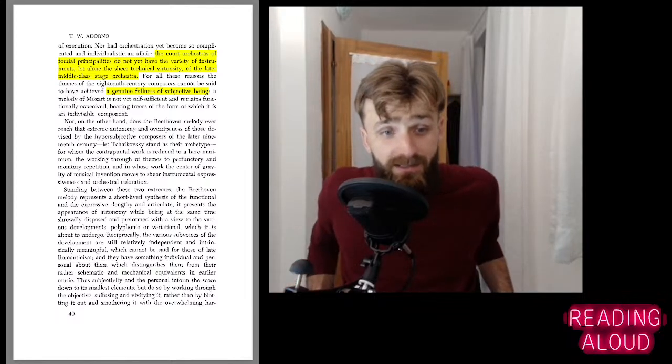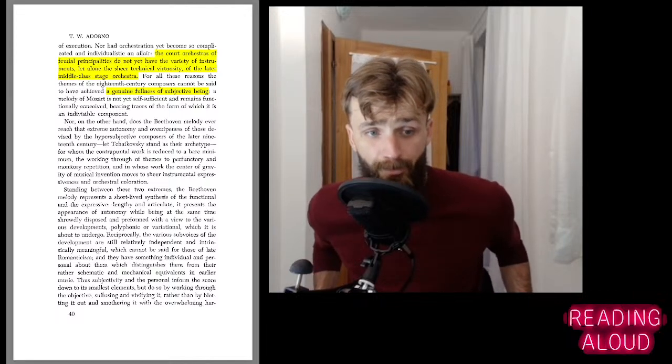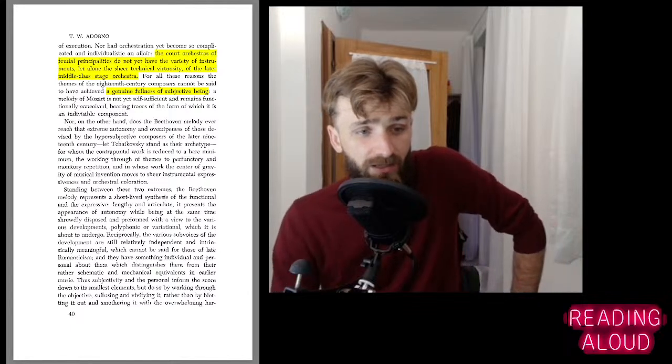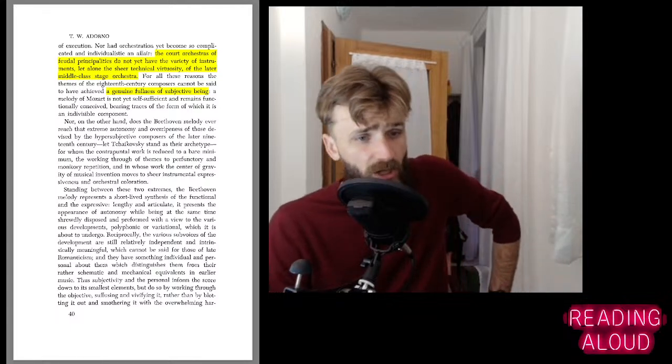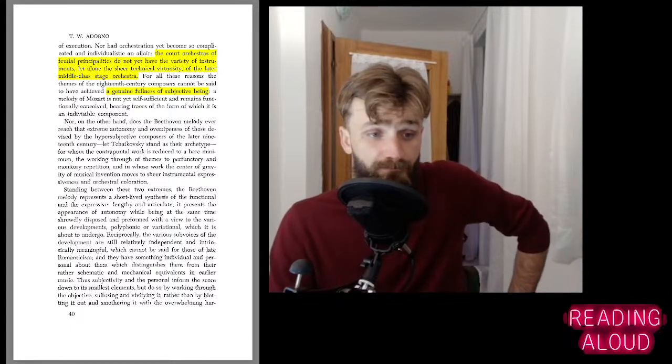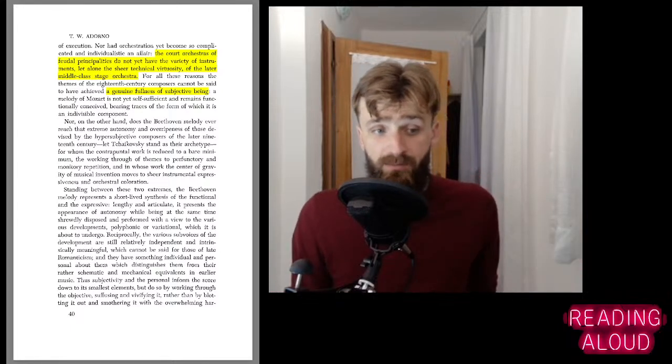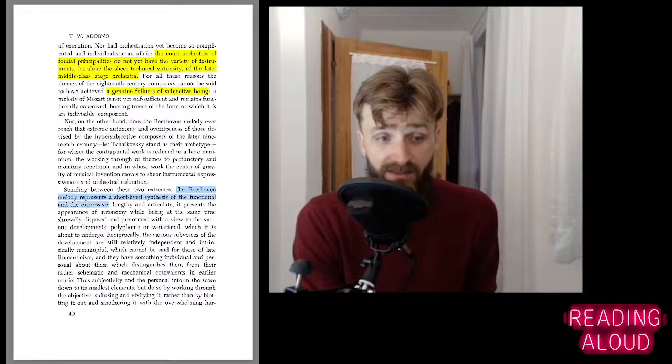Nor, on the other hand, does the Beethoven melody ever reach that extreme autonomy and overripeness of those devised by the hypersubjective composers of the later 19th century. Let Tchaikovsky stand as their archetype, for whom the contrapuntal work is reduced to a bare minimum, the working through of themes to perfunctory and mechanical repetition, and in whose work the center of gravity of musical invention moves to sheer instrumental expressiveness and orchestral coloration. Standing between these two extremes, the Beethoven melody represents a short-lived synthesis of the functional and the expressive.